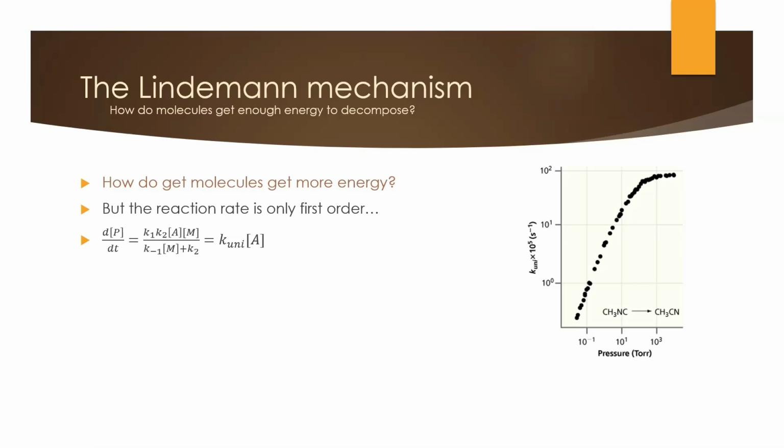So this Lindemann mechanism has been verified. Essentially, it says that if you have very high concentrations, there are so many collisions that it's essentially a first order process. But if you have low concentrations, you don't have very many collisions. And so the collisions are rate limiting, and that can slow down the actual rate.